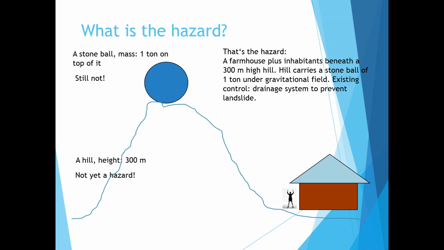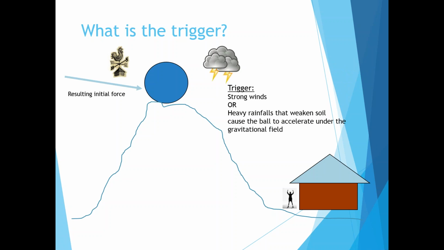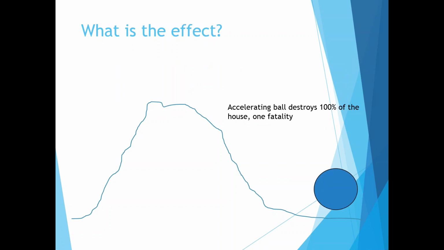It's not a risk yet. We just know it's a hazard. It's something that is potentially causing harm. So what could happen, of course, is there could be wind and rain together that weaken the soil, and the ball accelerates under the gravitational field and destroys the house and kills the farmer.